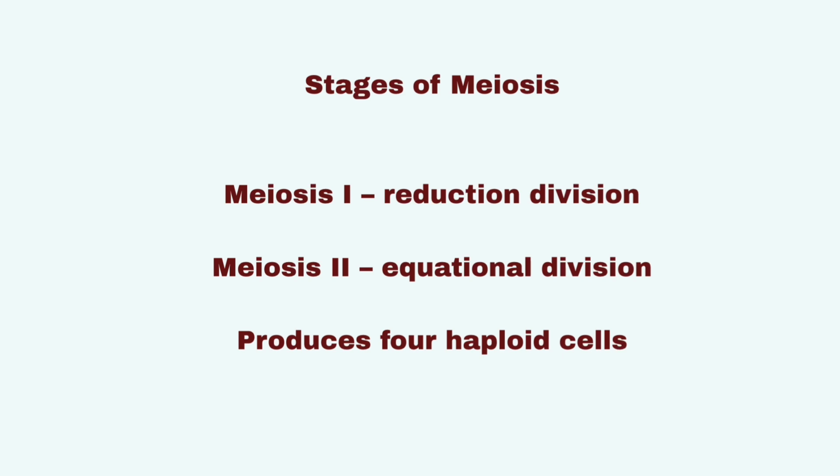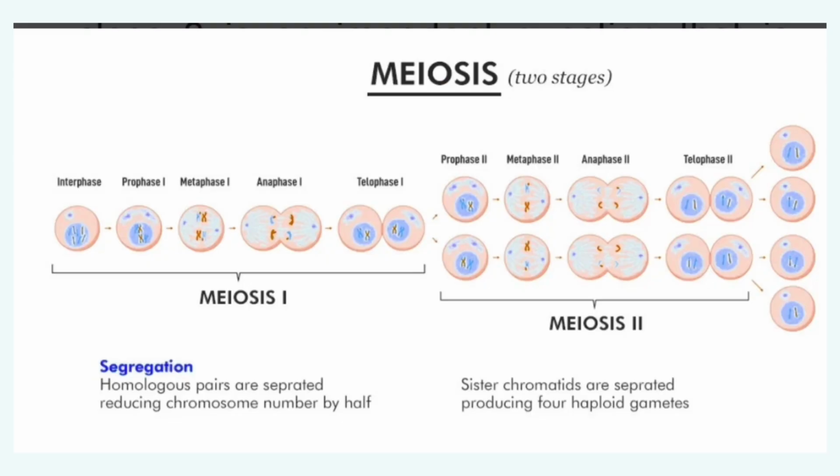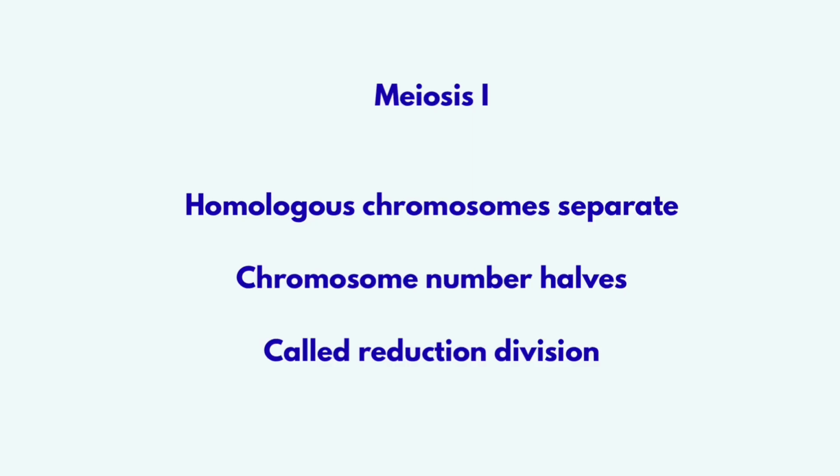So some stages of meiosis are: meiosis occurs in 2 divisions, meiosis first and meiosis second, each with its own stages. First, we will talk about meiosis first, the reduction division. Reduces chromosome number from diploid to haploid. Prophase 1. Chromosomes condense, homologous chromosomes pair up forming tetrads. Crossing over occurs, genetic variation, nuclear membrane disappears.